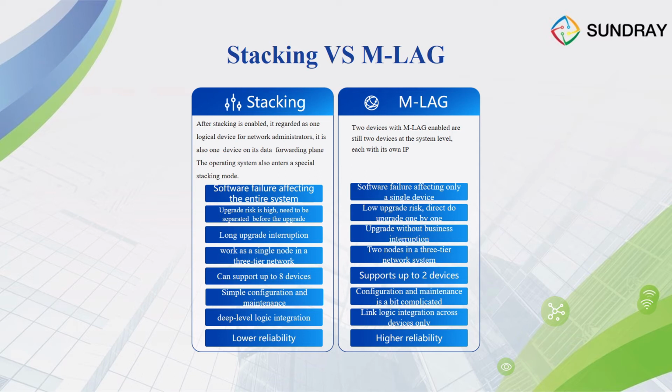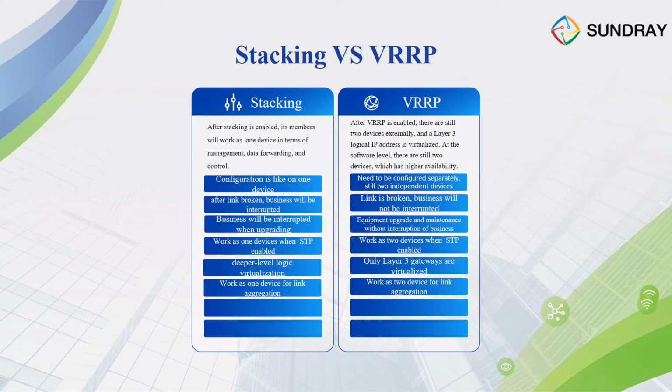But when it comes to the configuration, MLAG is a little bit more complex than stacking, also the management. Now let's see another technology, stacking and VRRP. After we do the stacking, all the member devices work as one in terms of management, data forwarding, and control. But when we enable the VRRP, it only has a virtual IP address. You can see it's only a virtualization in layer 3. The two devices have one virtual IP address and one virtual MAC address. That's all. Two devices still have their own control platform.